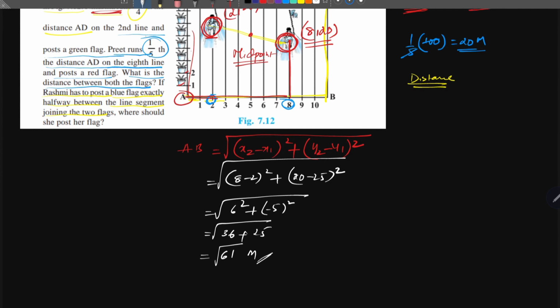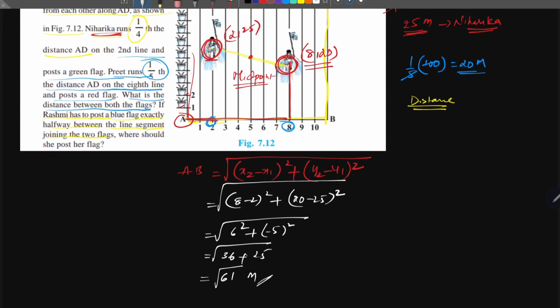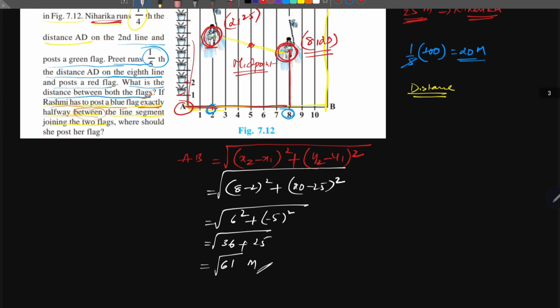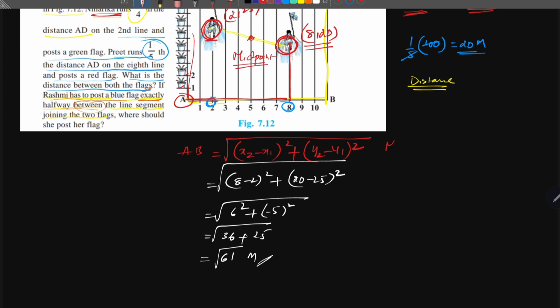So this is the distance between them, and we need to follow one more condition given in the data. What is the distance between the flags? Reshmi has to post a blue flag exactly halfway between the line. So one more girl is there, Reshmi. She is replacing one flag exactly in the middle of the two different flags. So we need to apply the midpoint formula.